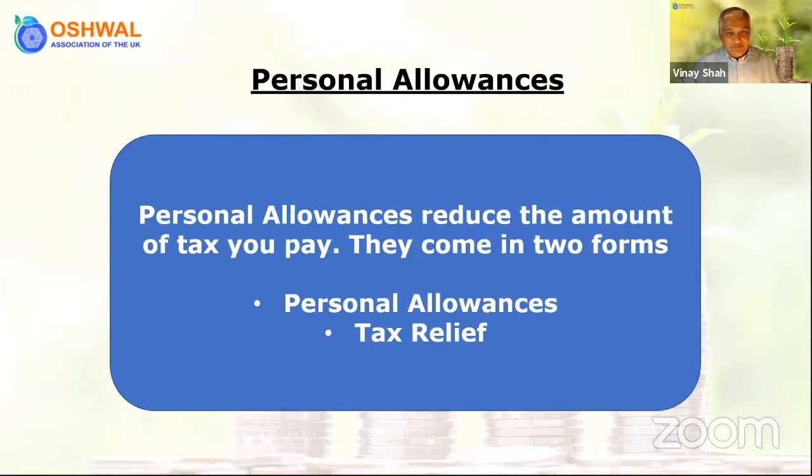Today's presentation is on personal allowances. Personal allowances are ways of reducing the amount of tax you pay. They come in 2 forms: personal allowances, which is basically like a deduction that you get against any taxes that you have to pay, and tax relief, which is basically a reduction in tax based on certain criteria.